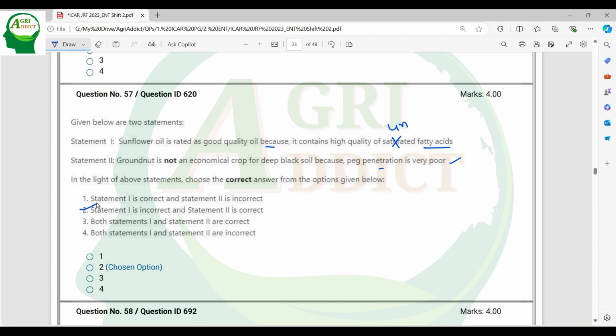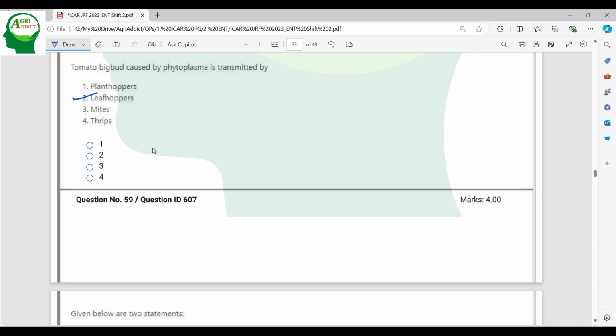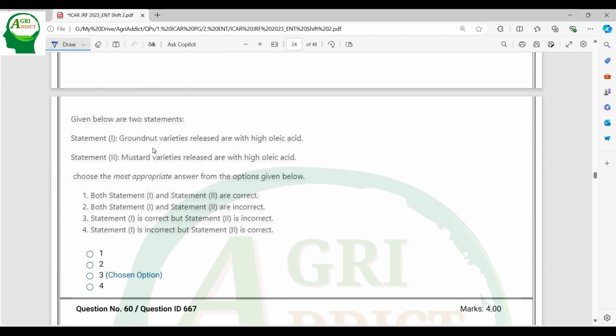That is option 2. Tomato big bud caused by phytoplasma is transmitted by leaf hopper. It is actually caused by Candidatus phytoplasma, tomato big bud disease, and leaf hopper is the main vector. Groundnut varieties released are with high oleic acid, so it is correct. Mustard varieties released are with high oleic acid, it is not correct. So statement 1 is correct, but statement 2 is incorrect.